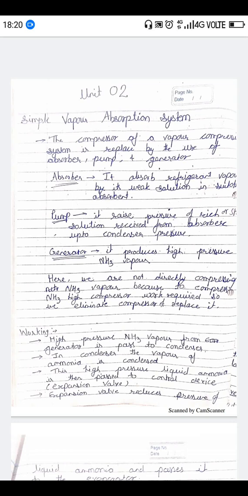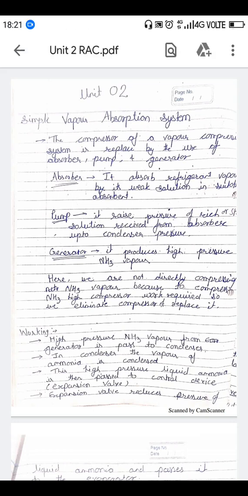This subject chapter is vapor refrigeration system, and we are starting our lecture with the topic simple vapor absorption system.